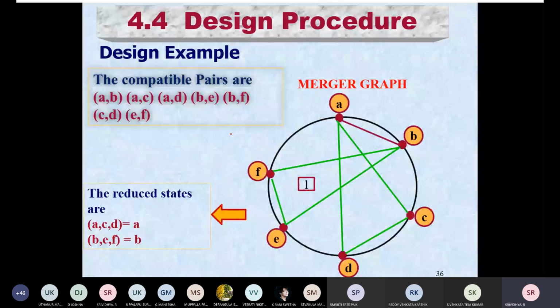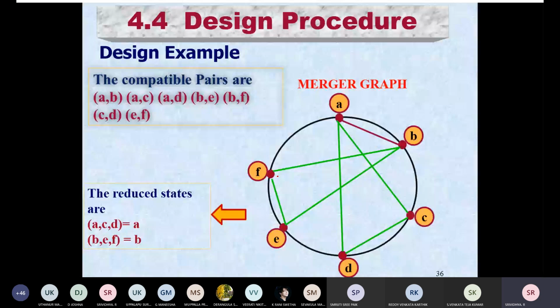Now, as of now, that 1 2 is not required. So that many states I will put, and these compatible pairs I'm going to jot down with a line. See here, A comma B. I'm drawing this line A comma B, and then A comma C. Then A comma D, then B comma E, and then B comma F, and then C comma D, and then E comma F. I will clear how I'm drawing the lines.